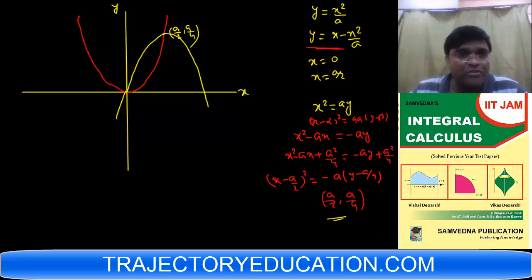Now I have to plot x equals 0. So x equals 0 is this line, the y-axis, and x equals a by 2 will be a line passing through this. Let me draw it once again. This is a line passing through the point of intersection. This is x equals a by 2. So what is the region bounded by these two parabolas and these two lines? Obviously it is going to be this region. So this is the domain of your integration.